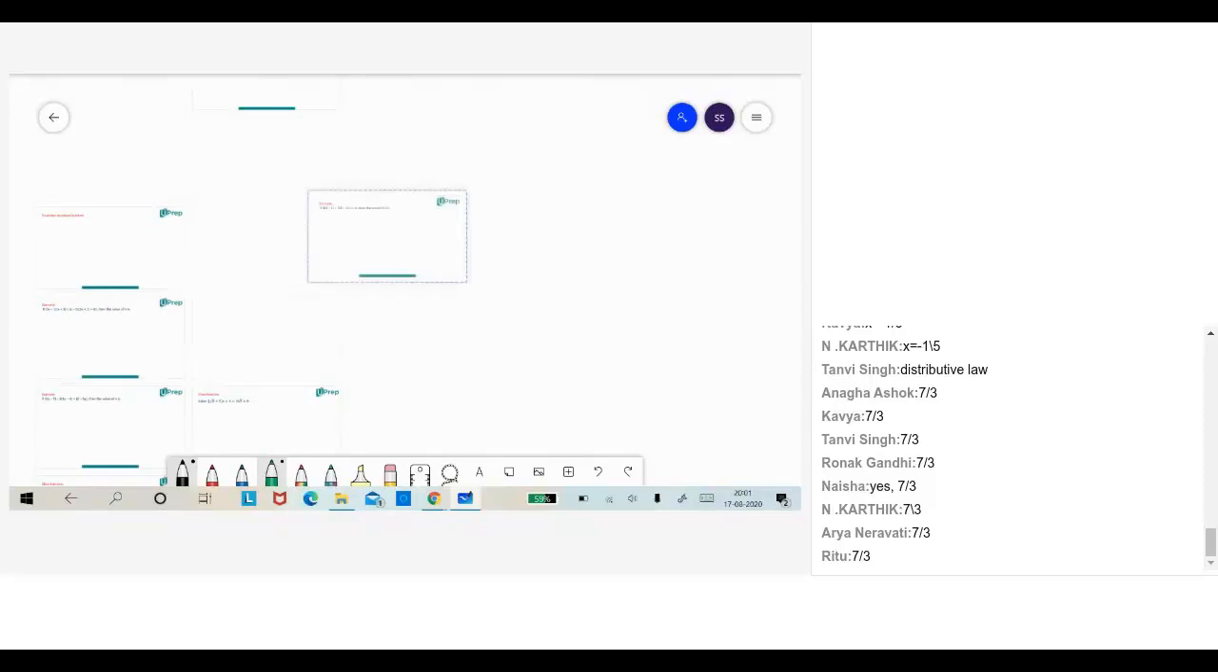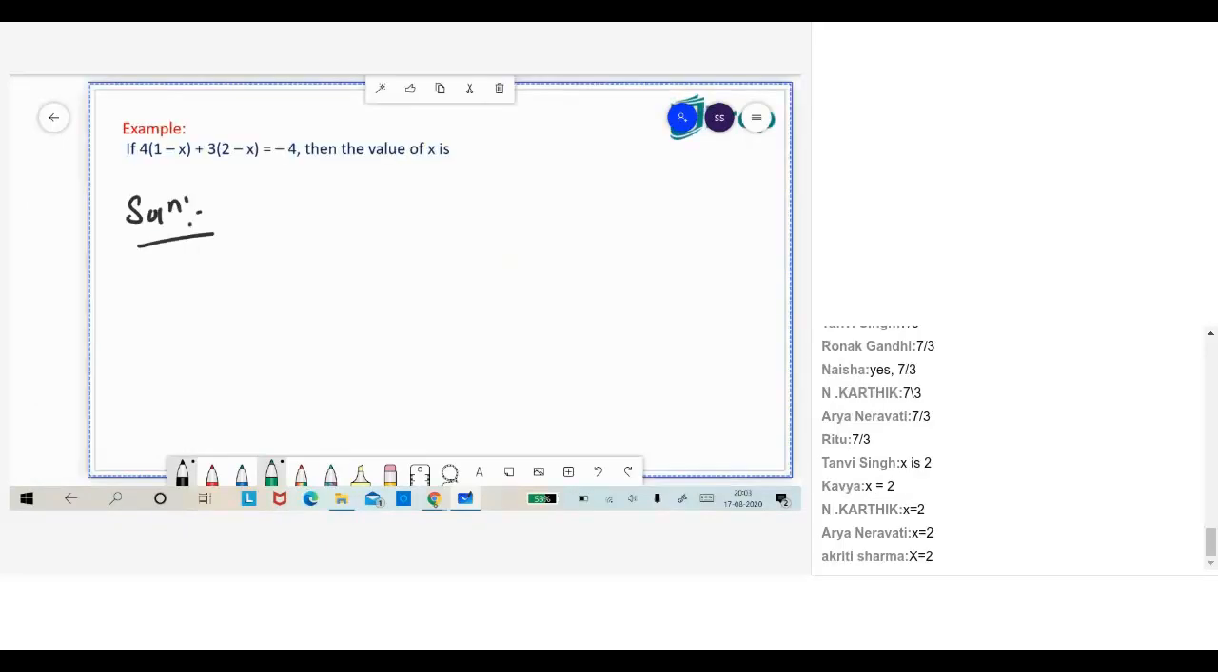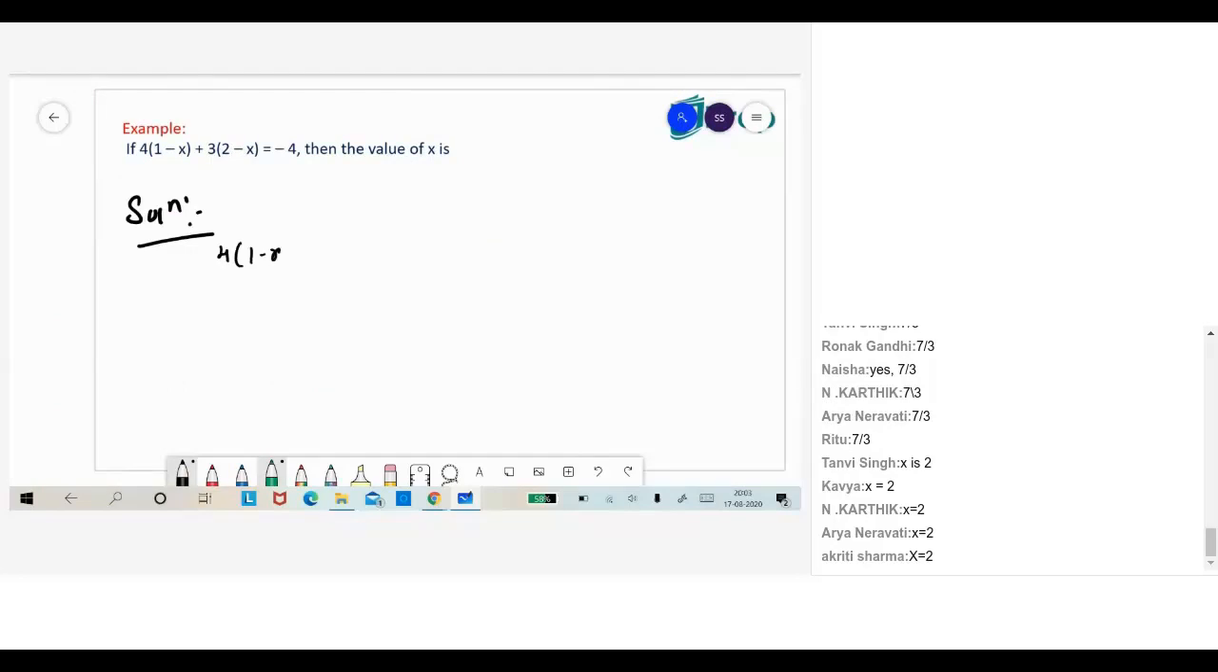Solve this. On the LHS, you have 4 into 1 minus x plus 3 into 2 minus x. Your RHS is minus 4. Let's multiply this 4 with the terms inside the bracket. 4 ones are 4. 4 into minus x is minus 4x. Then you have a plus sign, then 3 into 2. 3 twos are 6. 3 into minus x is minus 3x. That is equal to minus 4. Done? Here, 4 plus 6 is 10, and minus 4x minus 3x is minus 7x, equal to minus 4.